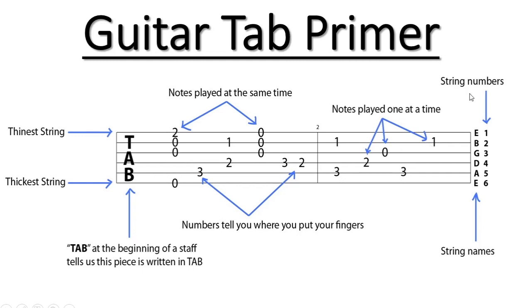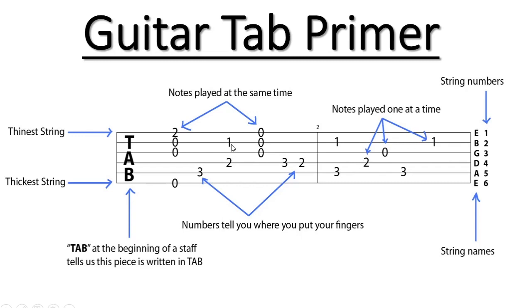These are string numbers, which means that the string closest to you will be the 6th string, all the way up to the 1st string. And these would be the string names. All right, that is basically it for that.